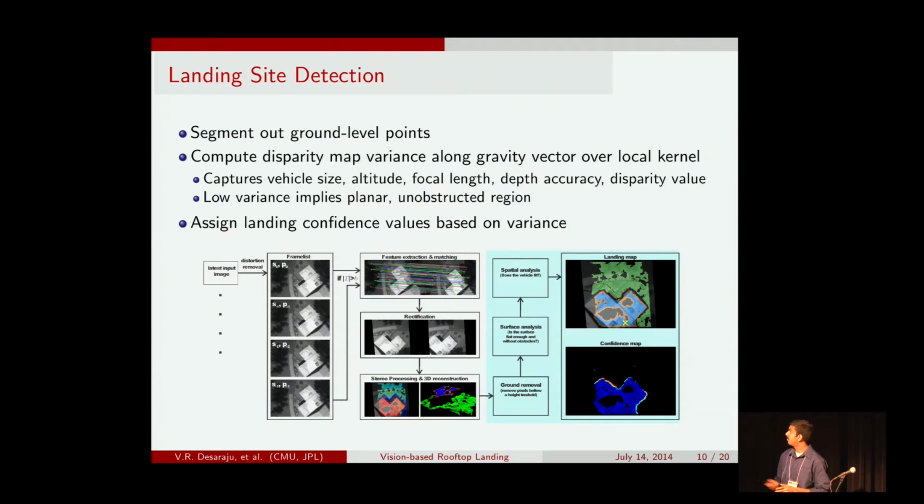These suitable regions are illustrated in blue in this top figure. Furthermore, we can also assign landing confidence values to each of these points based on the variance that we get from this disparity map analysis. The landing confidence value is illustrated by the color gradient in this lower figure here.